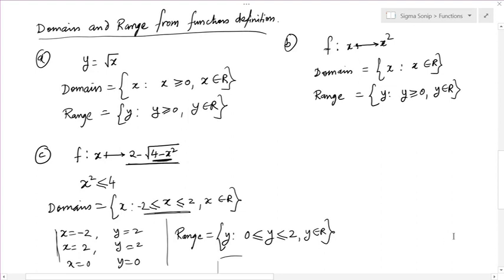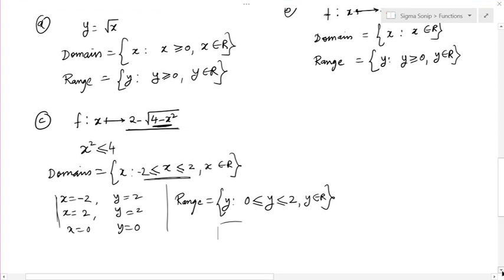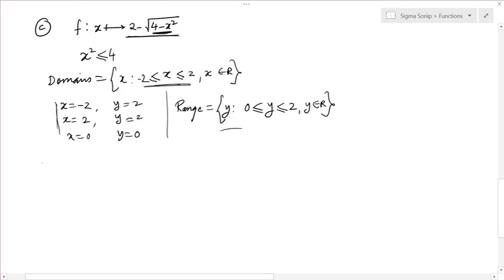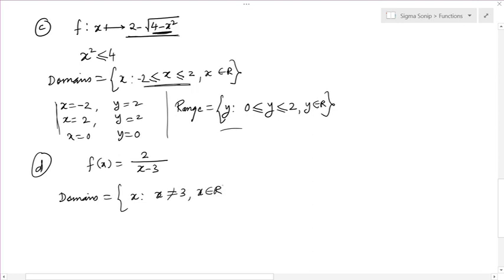Let's look at one more example. So this example is f(x) equals 2 upon x minus 3. Now you look at this, we can see that x can have all values other than 3. x cannot be 3 because when you have x equal to 3, you're dividing by 0, which you can never do. So domain is x such that x is not equal to 3 and x is a real number.